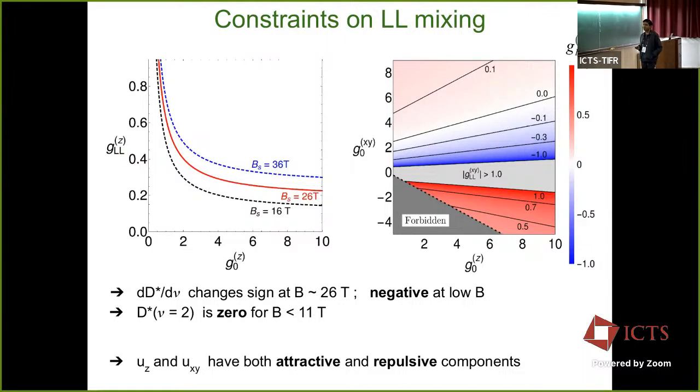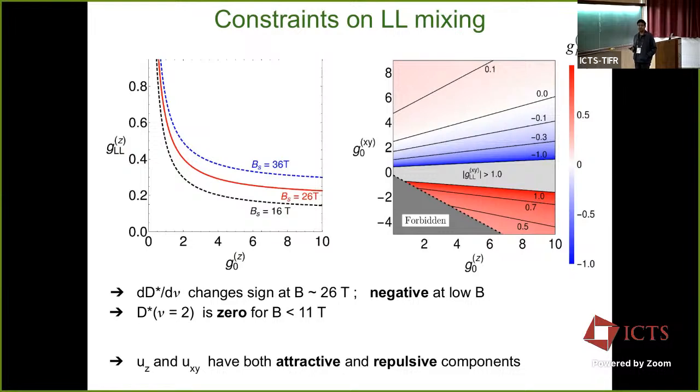One can also ask whether we can fit both constraints, both the change of sign of the slope, as well as the D star going to 0 for nu equals 2. These constraints rule out some parts of the bare terms, but one can in principle still fit the experimental data to this model for a pretty wide range of the bare terms.